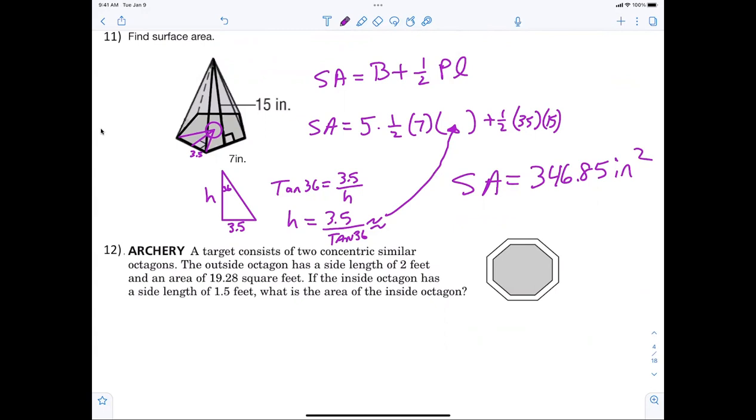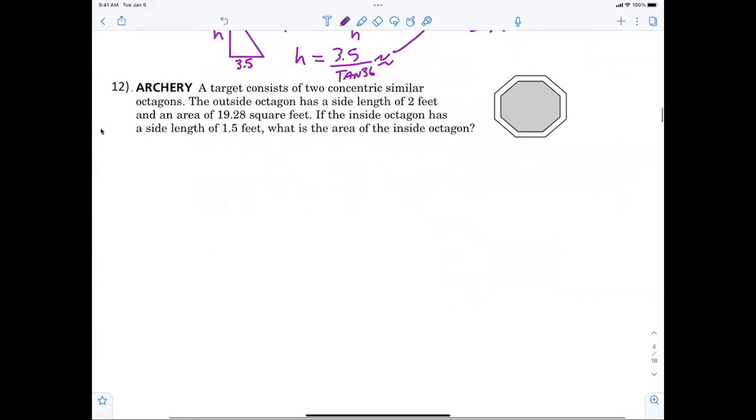All right, we had this question before, but I thought it was good, so we're going to practice. A target consists of 2 concentric similar octagons. The outside octagon has a side length of 2 and has an area of 19.28. So the area of the large is equal to 19.28. The inside octagon has a side length of 1.5. What is the area of the inside octagon?